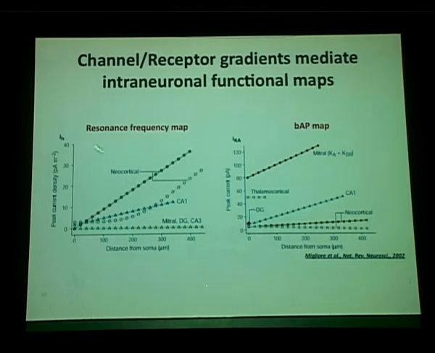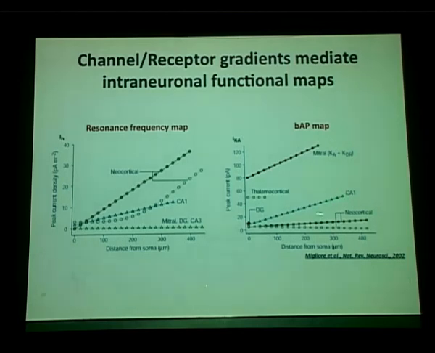So you have the resonance frequency map mediated by these channels, which are expressed in the dendrites. And the backpropagating action potential map in the CA1 pyramidal cells is mediated by an increase in the expression of the A-type potassium current sitting in the dendrites.